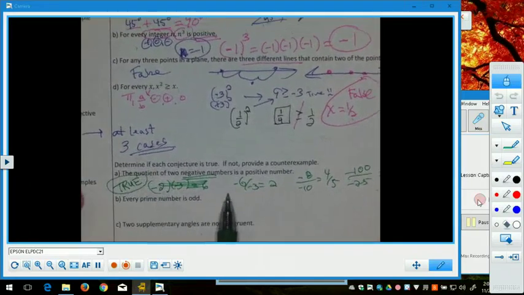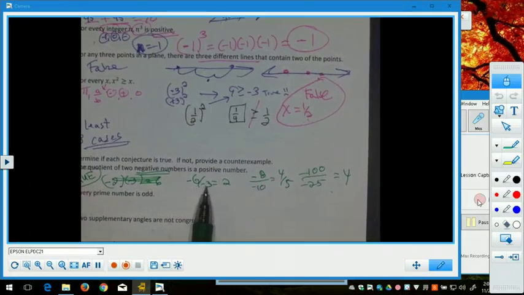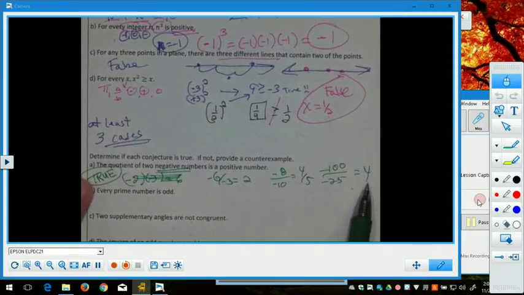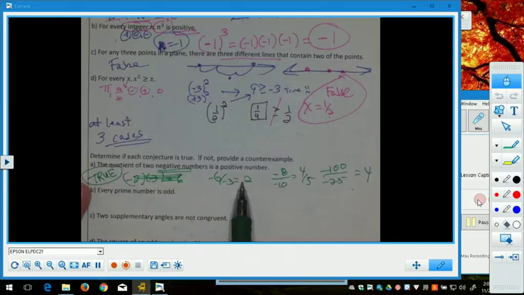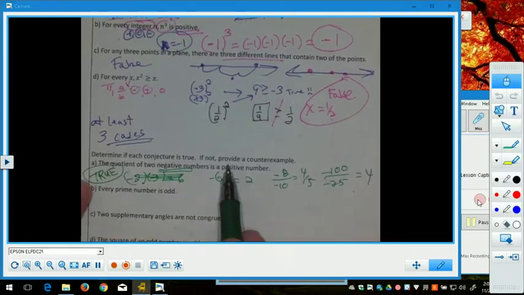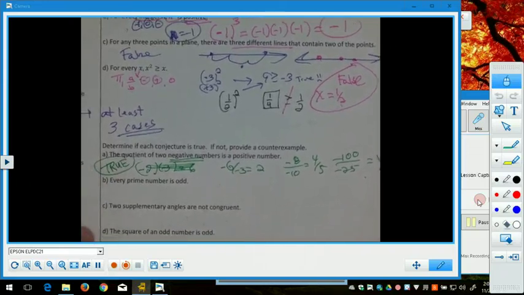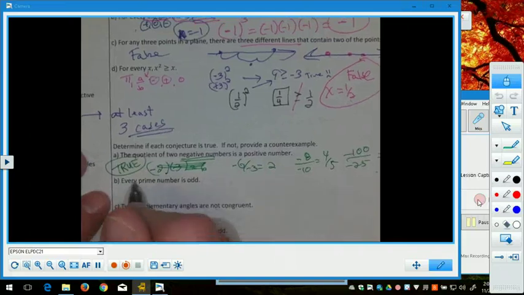And while this is not a proof that I've given here, I am showing people my logic, here are my 3 cases that I explored to make sense of the problem and see if I thought it was true. Even if I know for a fact that it is, I'm still going to show some cases to convince other people. The next one: every prime number is odd.